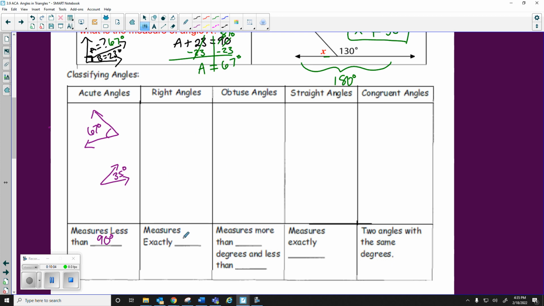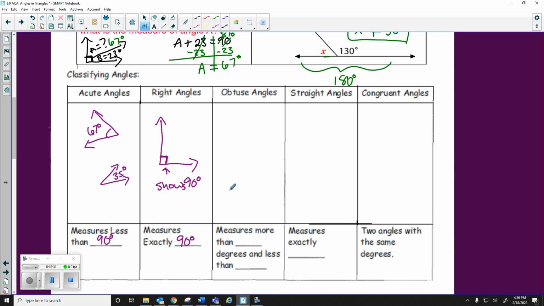Right angles measure exactly 90 degrees. If there's anything more, anything less, it's not right. It has to be exactly 90 degrees. My lines aren't completely straight, but just pretend. A lot of times they use this box in the corner that shows 90 degrees. Sometimes they won't even put the number, they'll just use that square, and that shows that it's 90 degrees.